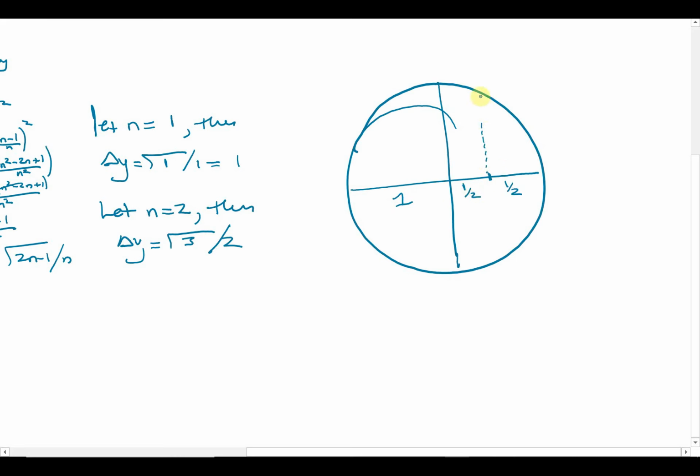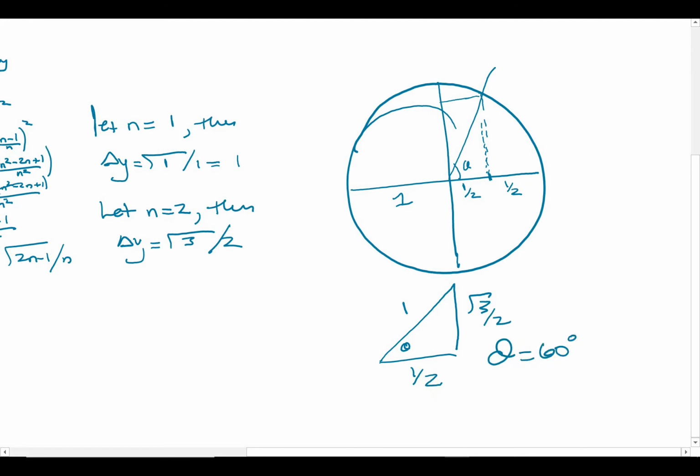Project. So that makes the projection, and therefore theta, we have some triangle, root 3 over 2. This seems like 60. Yeah, that's this 1/2, so theta is 60 degrees.